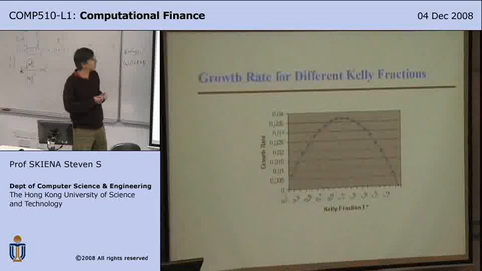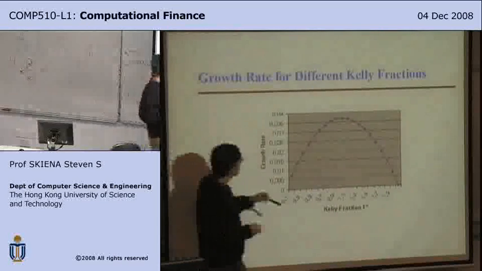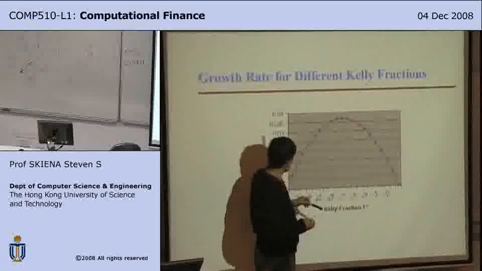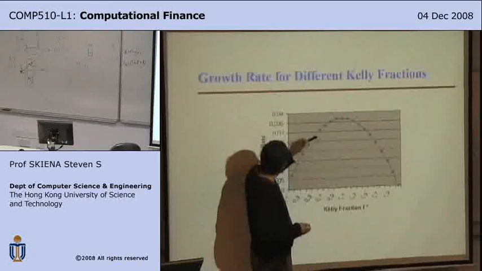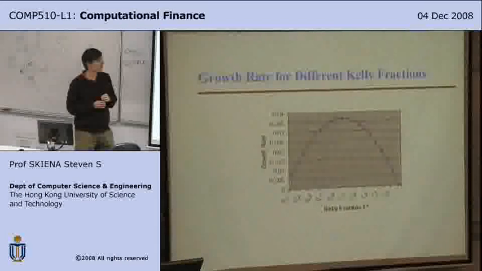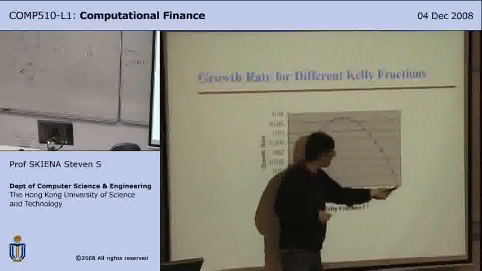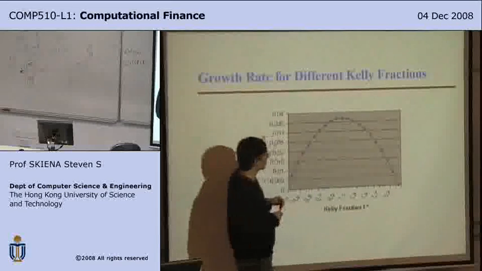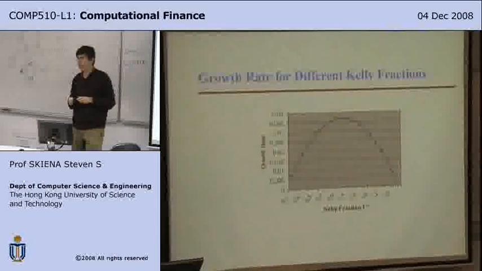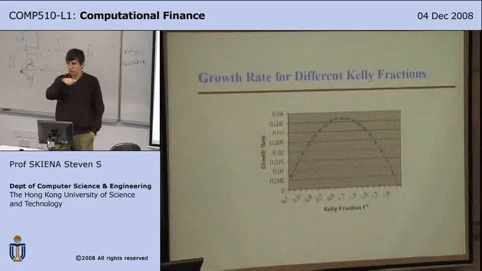So here's an example for a particular problem. This was an example of the growth curve for the Kelly fraction. If you bet full Kelly, you got this level of growth. If you bet half Kelly, your growth was 3/4 of what it would have been otherwise. And at some point, if you bet high enough, your growth rate dips down to negative. And that's when, in the long run, your growth rate will be negative.